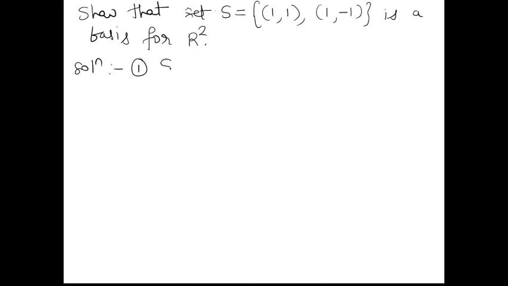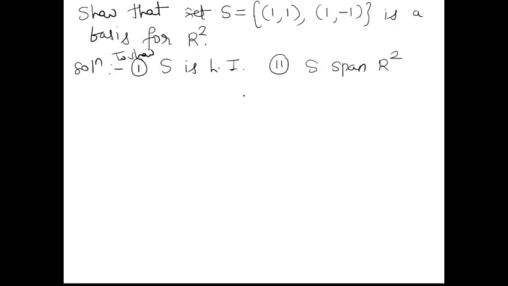First, to show S is linearly independent, and number 2, S spans the given vector space. What is the given vector space? R square. So these two results we have to show here.